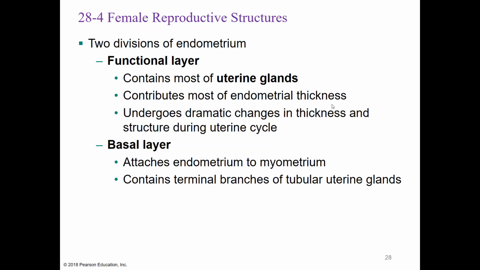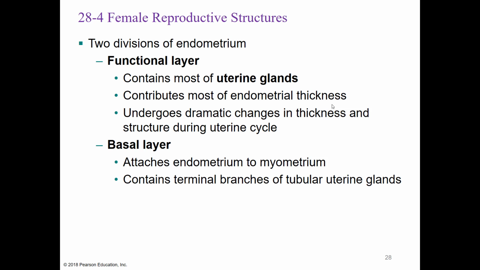So in the endometrium, we have two layers within it. We have the functional layer, which is where the uterine glands are located, and this is the thicker of the two layers, and it's the one that's going to undergo dramatic changes in thickness and structure during the uterine cycle. And the uterine cycle is, we're talking specifically about menses, or the process of bleeding and rebuilding this functional layer.